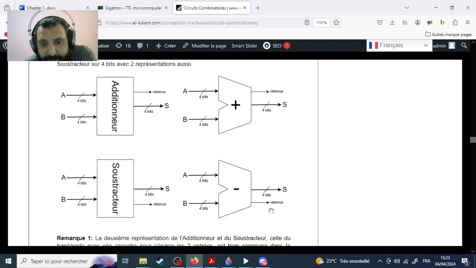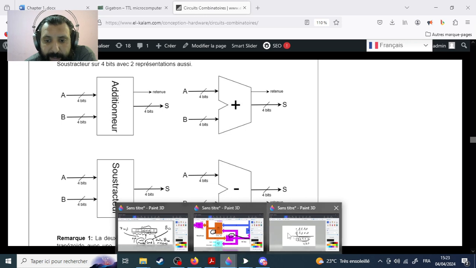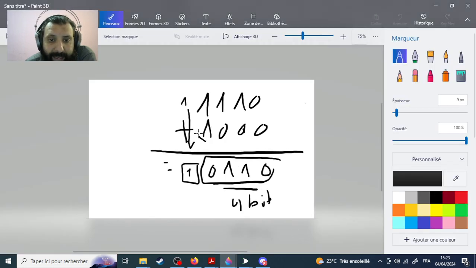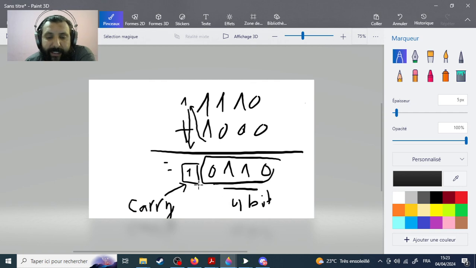But sometimes we have an overflow like this. We have an additional value, and this additional value is called the carry, the C. In this situation, it's not always the case. You have to remember that. In this situation, we have an overflow.